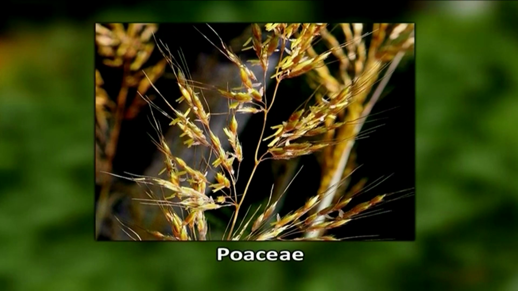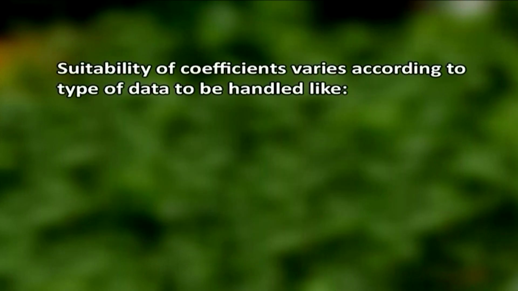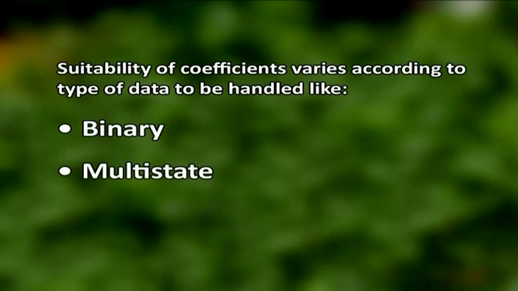Goodall's similarity index determines the overall probability that a pair of OTUs will be as similar or more similar than can be observed for each character based on the distribution of states in all the OTUs. It has been used in the Poaceae family. The suitability of these coefficients varies according to the type of data to be handled, like binary, multi-state and quantitative. In addition, more than one coefficient may be involved in computation, and the choice of coefficients is based on the worker's preference in terms of conceptualization of the similarity measures.